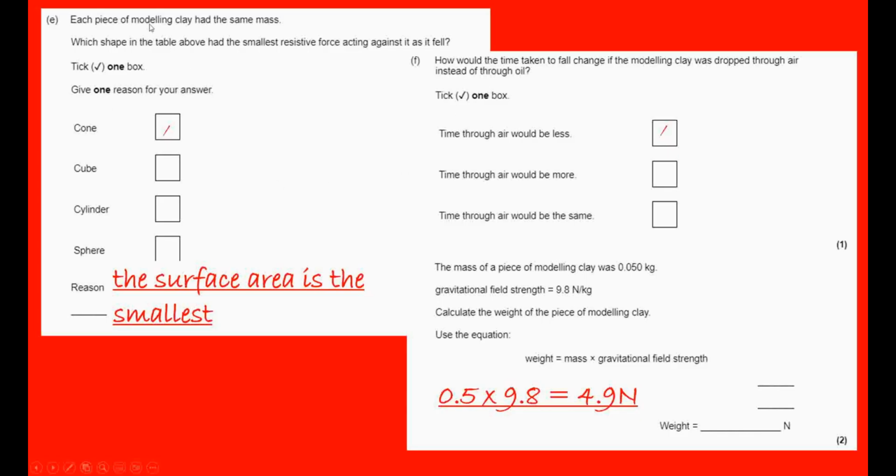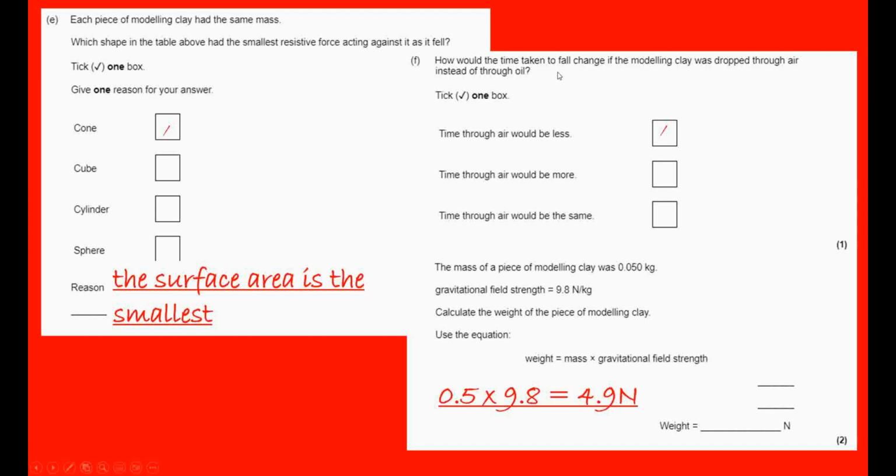We've got, still about this modelling clay dropping through the oil, each piece has the same mass. Which shape in the table above had the smallest resistive force acting against it as it fell? Was it the cone, the cube, the cylinder, or the sphere, and why? The surface area is the smallest, is the answer they put.